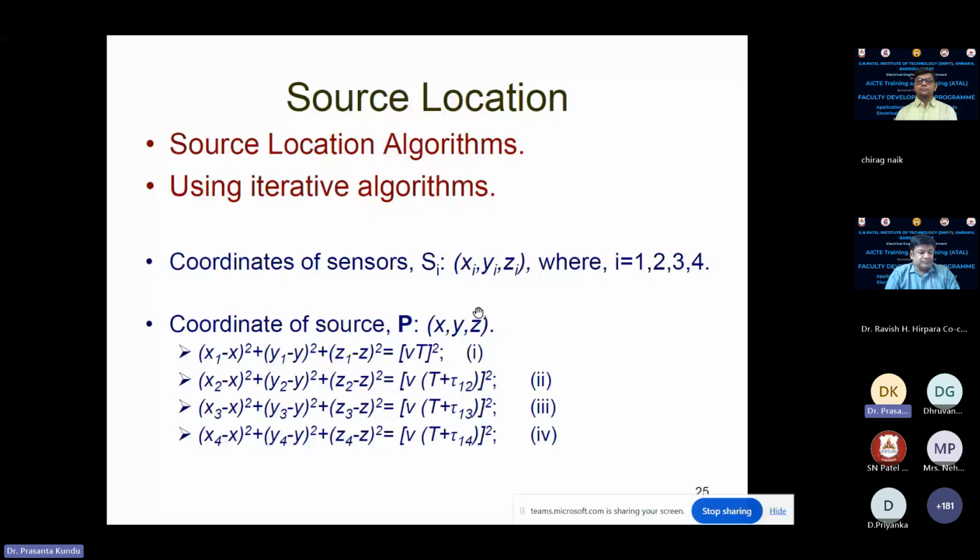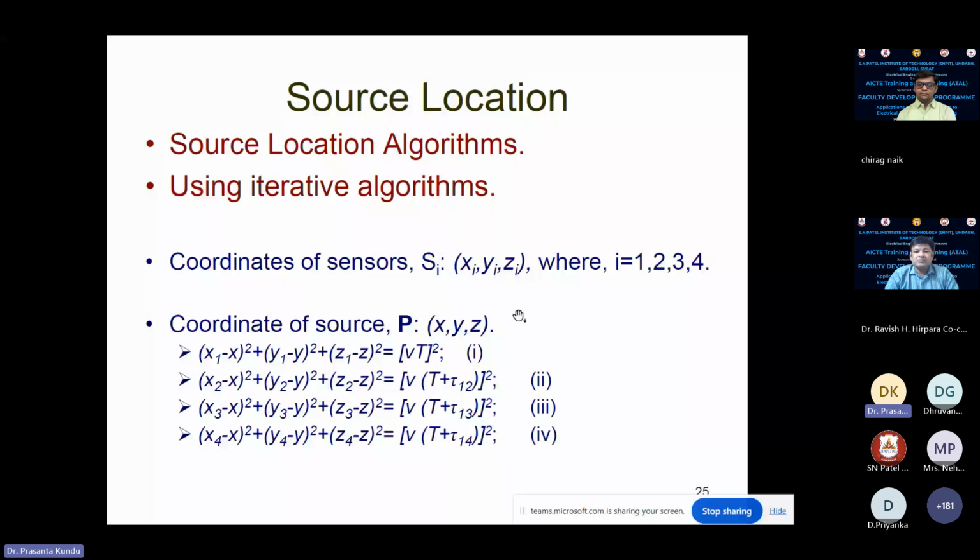So you can see these are 4 equations. Capital T is also unknown because we don't know the travel time from the unknown source to the sensor. But tau 12, tau 13, tau 14 we can measure from the recorded waveform. So there are 4 unknowns, x, y, z, the coordinates of the source, and T, the travel time, though we need only x, y, z. By solving this with any iterative method, we can find the source. So this helps with source location.